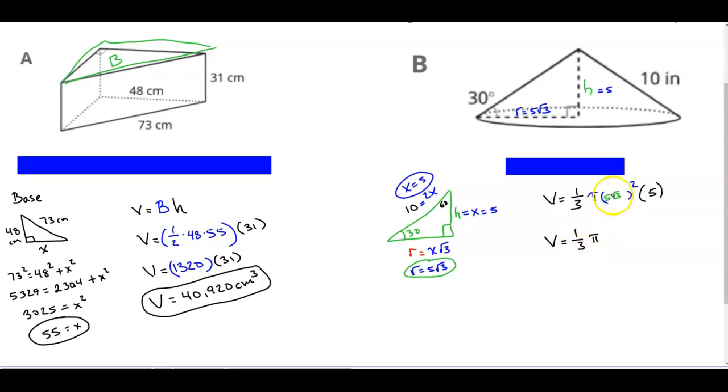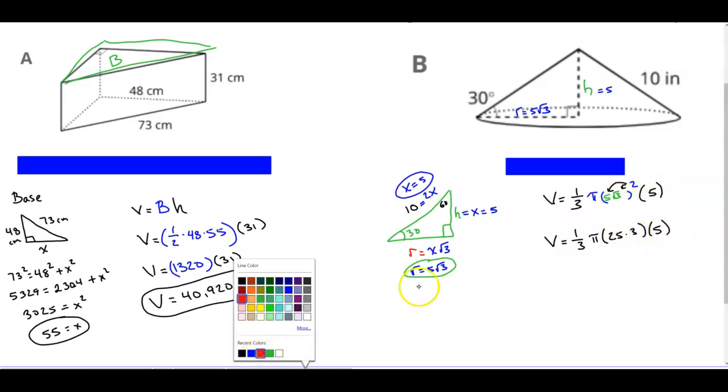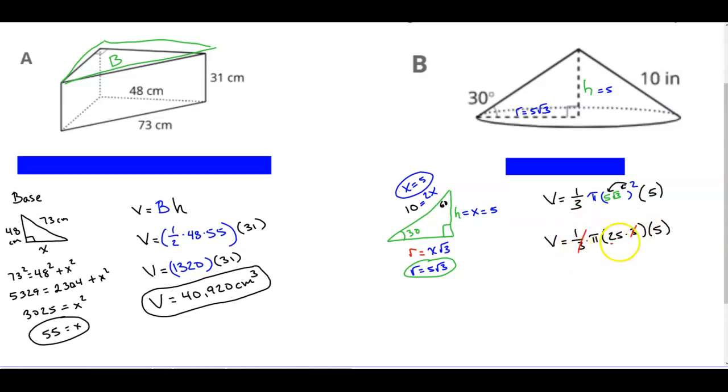And then we're going to go ahead and show you a quick little property here. I have to square everything inside of the parentheses. So 5 squared is 25. The square root of 3 squared is 3. And then the 5 drops down. Now notice one thing here. If I have a 1/3 times 3, the 1/3 and the 3 go away. And I'm really just doing 5 times 25, which is 125 pi inches cubed. And I would just leave it just like that.